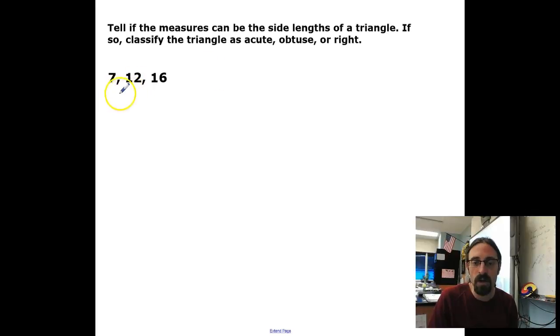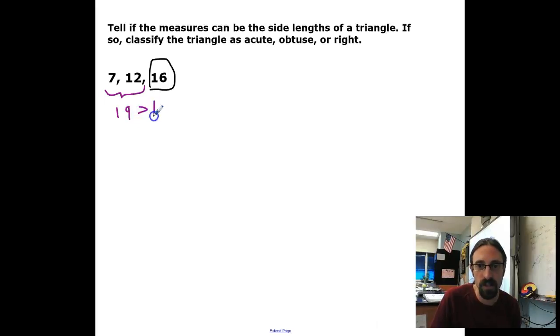So given these lengths, let's work this out right now. I know that 7, 12, and 16. 16 is the largest, so I need to compare 7 and 12 to 16. When I add those together, I get 19. So step number 1, 19 is greater than 16. Please excuse my childish looking writing. Check, yes, that's supposed to be a check mark. This is a triangle. So that's step 1.